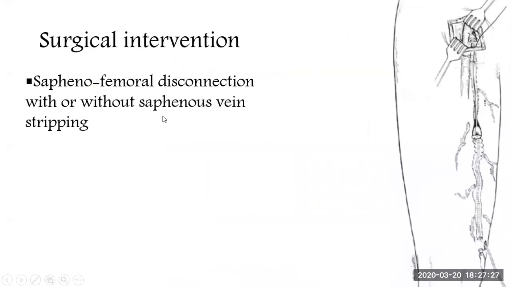For the surgical intervention, we have the high ligation of the saphenofemoral junction through an incision placed in the inguinal crease, and the saphenous vein is ligated. Then a vein stripper is introduced through the saphenous vein at the knee, and then after it is tightened up, the vein is stripped out.